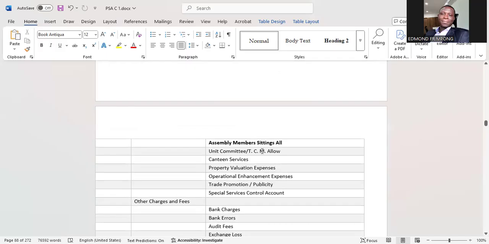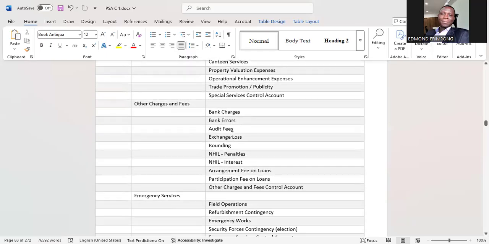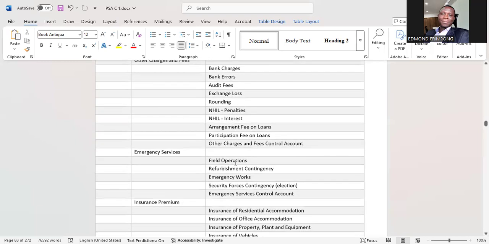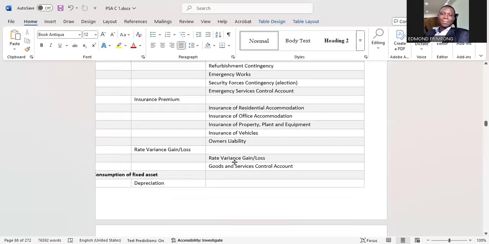assembly members' sittings, property valuation expenses. Then we have other charges and fees. Examples are bank charges, bank errors, audit fees, exchange losses, penalties and interest, and a whole lot. Then again, we move on to emergency services. So field operation, refurbishment, emergency works, then insurance premium. Any form of insurance premium that is paid will come there.